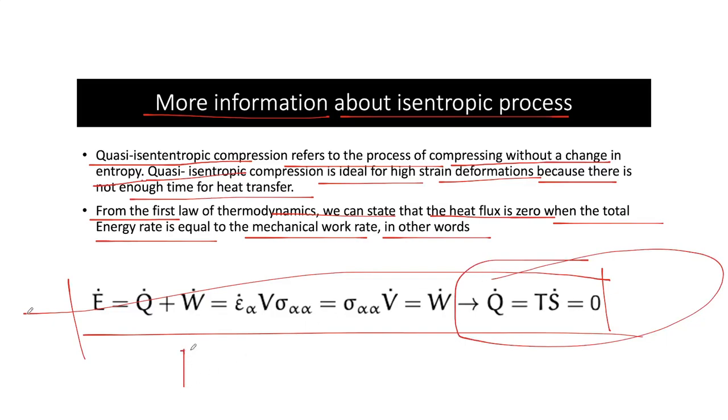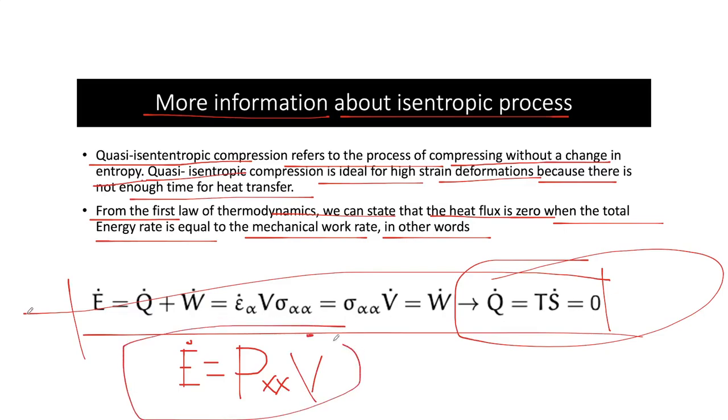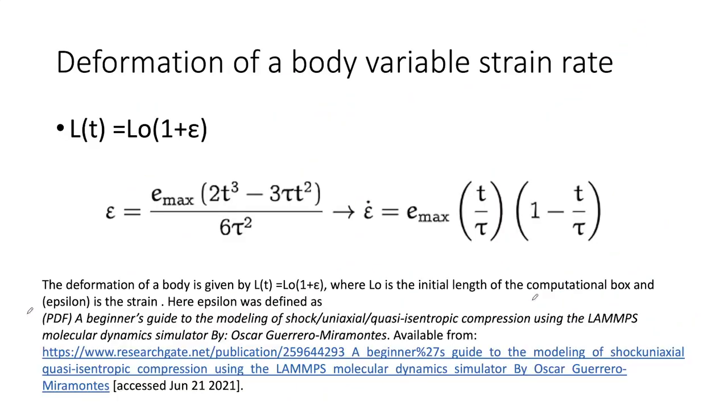In this case, because we are compressing uniaxially in the x direction, the energy rate has to be equal to the pressure tensor in x times the volume rate. If we have this, that means we have something that is defined as quasi-isentropic. Going into how the deformation of a body, and actually that was from my tutorial guide, is given by this formula right here.